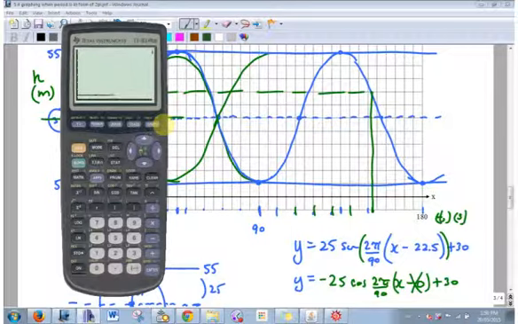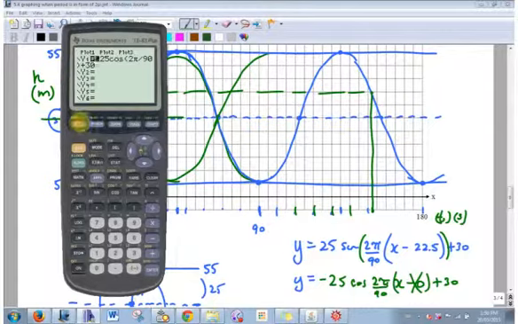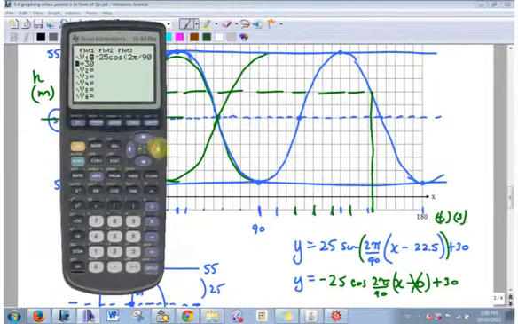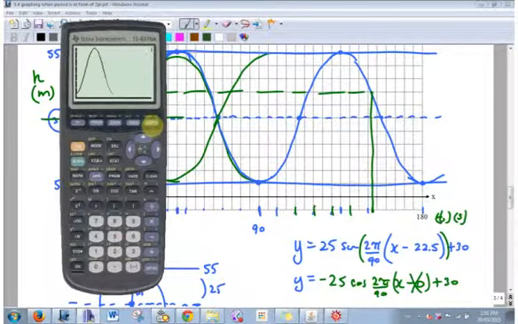Whoa, hey, that doesn't look like nothing. I forgot an X, didn't I? That's just a number. 2 pi over 90. Got to have a variable in there. There we go. Does that look like the blue line?